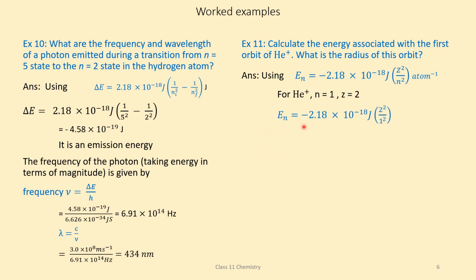Therefore, substituting in the above formula, En is equal to minus 2.18 into 10 to the power of minus 18 joules into 2 square divided by 1 square joules. That is equal to minus 8.72 into 10 to the power of minus 18.